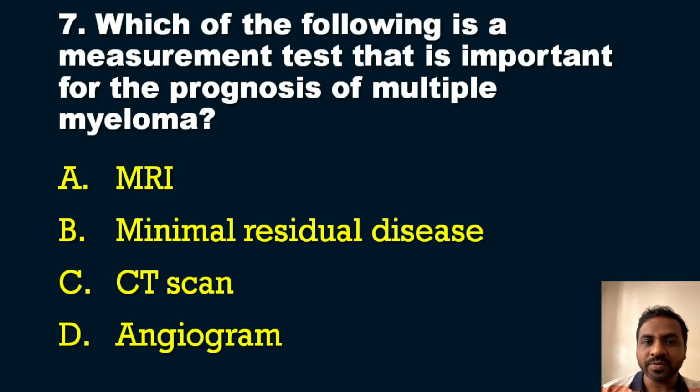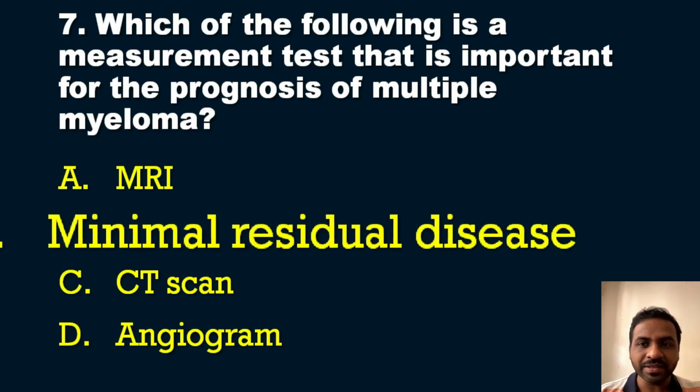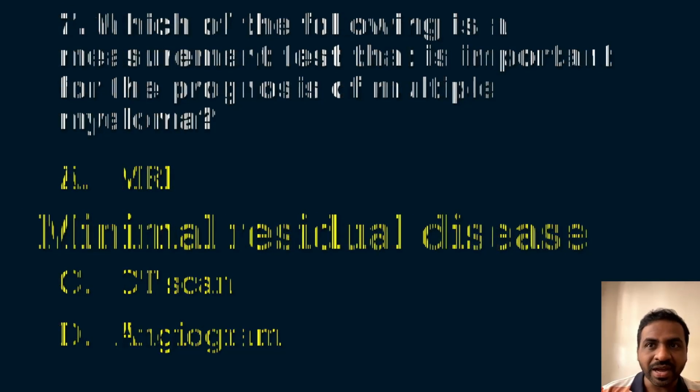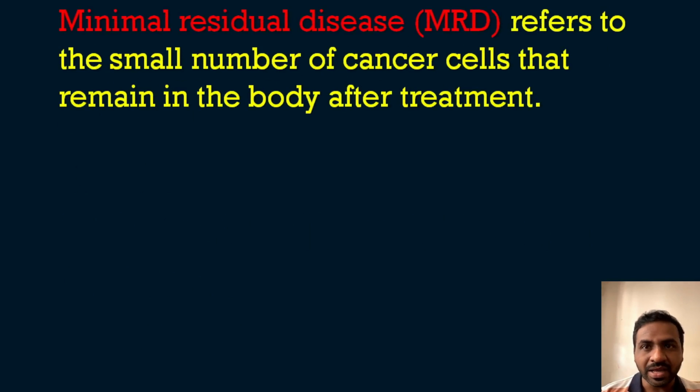So the answer for this question is option number B, that is minimal residual disease, otherwise known as the MRD, which refers to the small number of cancer cells that remain in the body after the treatment. Okay, so as the name indicates, it is a residue. Okay, that means a small number of cancer cells that remain in the body after the treatment.